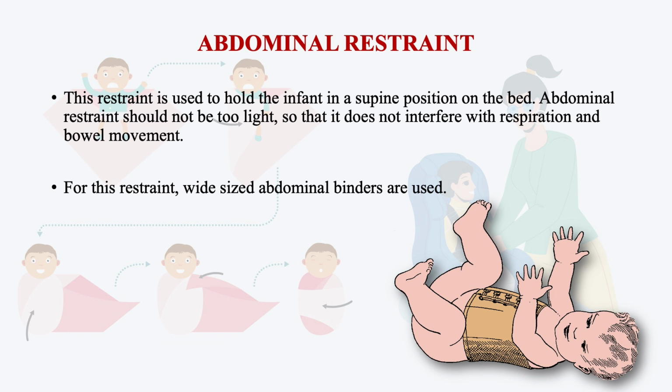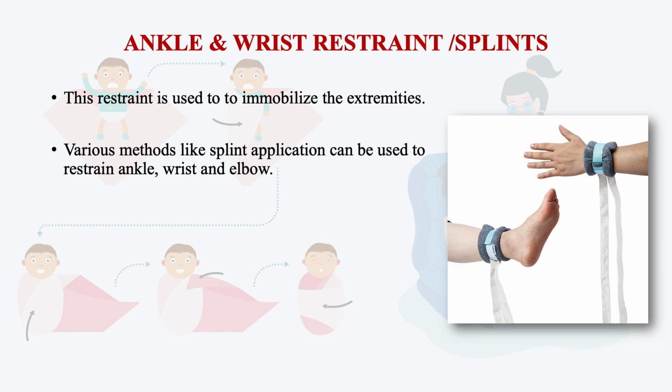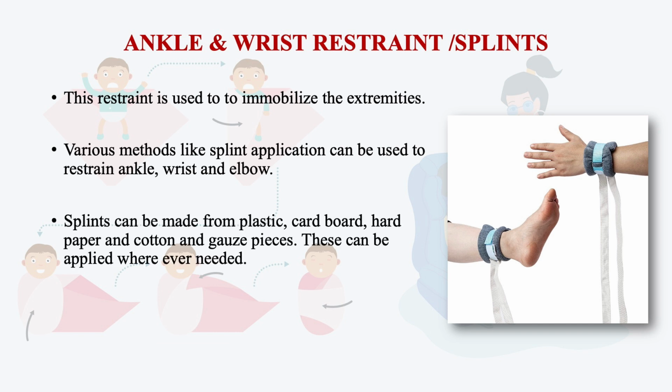The next type of restraint is ankle and wrist restraint or splint. This restraint is used to immobilize the extremities. Various methods like splint application can be used to restrain ankle, wrist and elbow. Splints can be made from plastic, cardboard, hard paper and cotton and gauze pieces. These can be applied wherever needed.